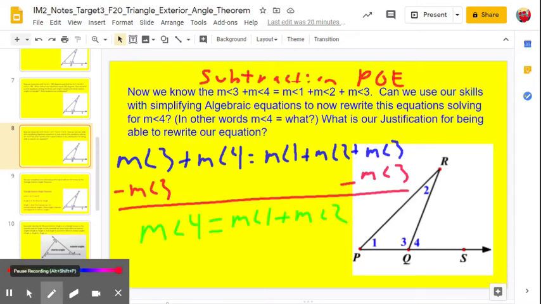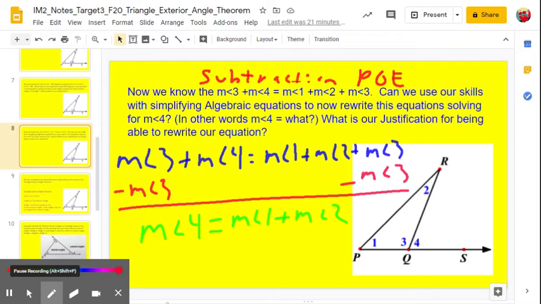So in our original blue equation, we had the measure of angle 3 on both sides of the equation. So we've learned in algebra, if you have the same thing on both sides, you can subtract it from both sides. So that's what we do. We subtract the measure of angle 3 from both sides of the equation, and we get the measure of angle 4 equals the measure of angle 1 plus the measure of angle 2. Our justification for that process is called the subtraction property of equality.